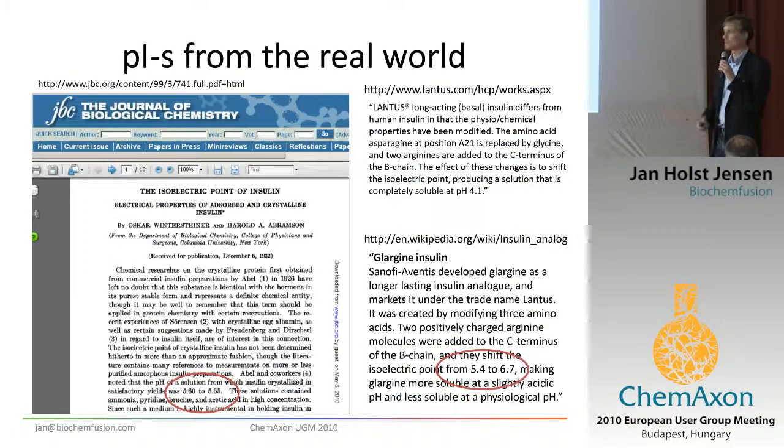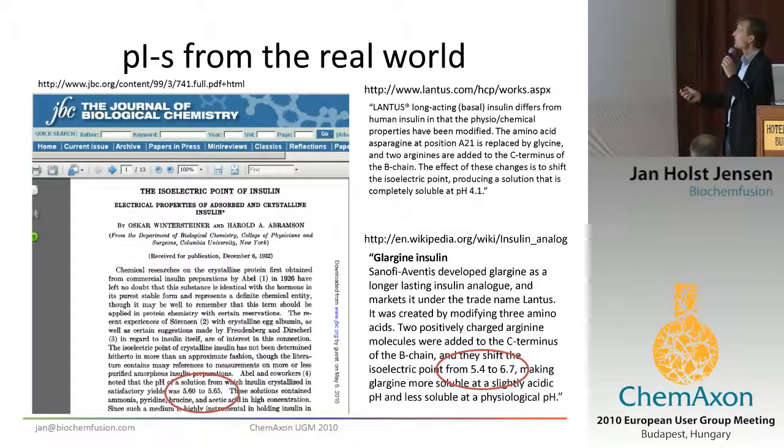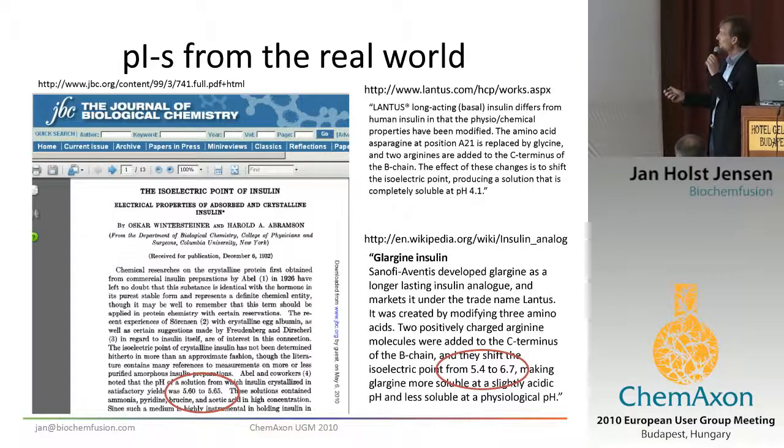And why would you want to do that? A good example of that is changing the PI of human insulin. Sanofi Aventis did that with their glargine analog, where they substituted a single residue and added 2 more residues to the C-terminal of the B chain. That shifts the isoelectric point, which changes the pharmacokinetic profile.